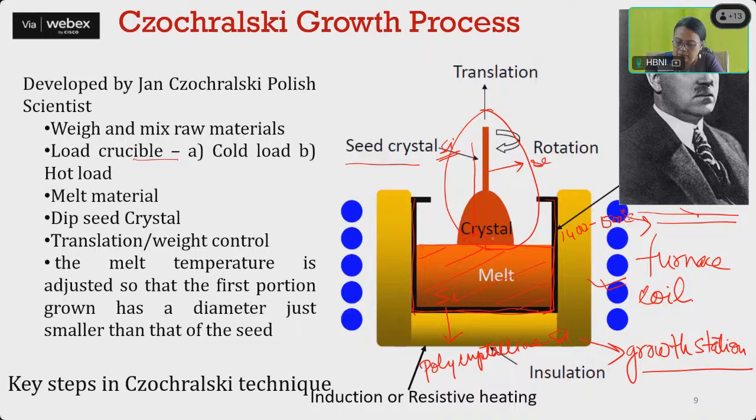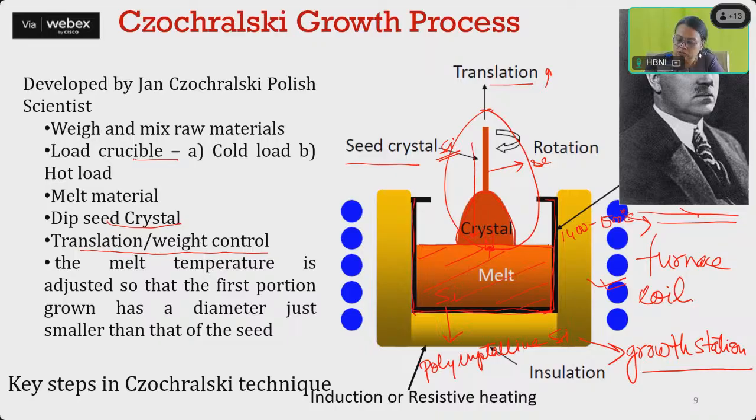The seed crystal touches the melt at this point, and then translation is started. First we dip the seed and then we translate the seed upwards. It is called a puller. We are pulling the seed crystal upward, and slowly the melt starts accumulating on the seed and the crystal growth takes place. So this is the crystal.